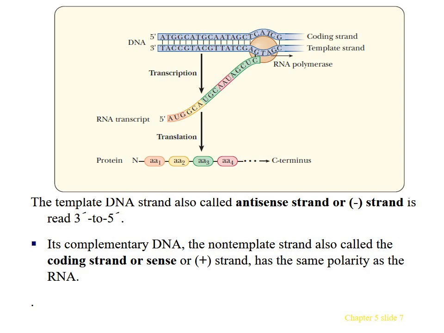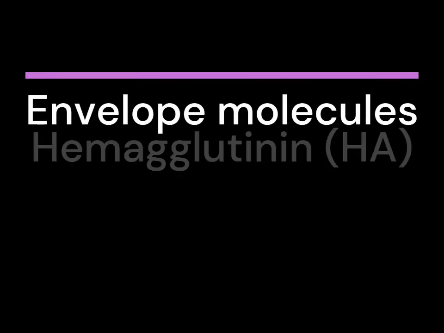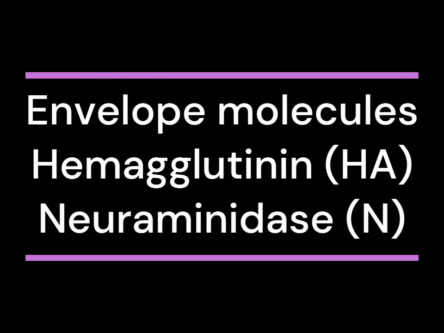The most important envelope proteins required for the pathogenesis of the influenza virus are hemagglutinin, which is required for the entry of the virus, and neuraminidase, which is required for the release of the virus particle from the host cell.